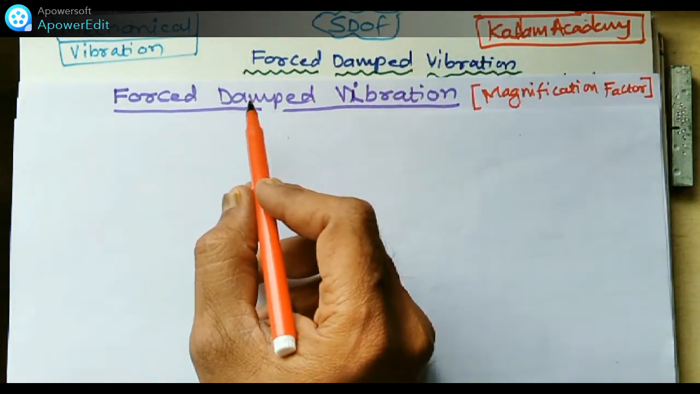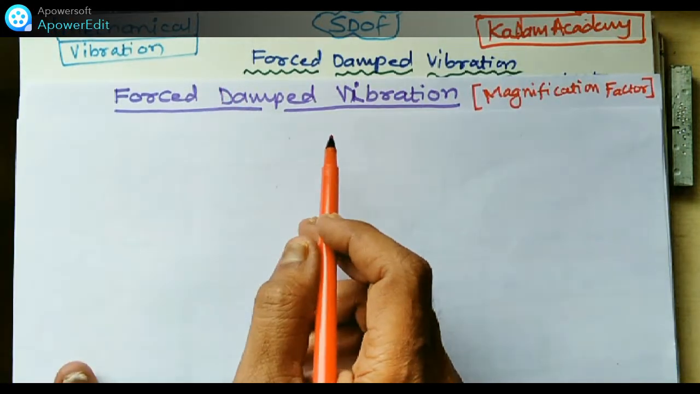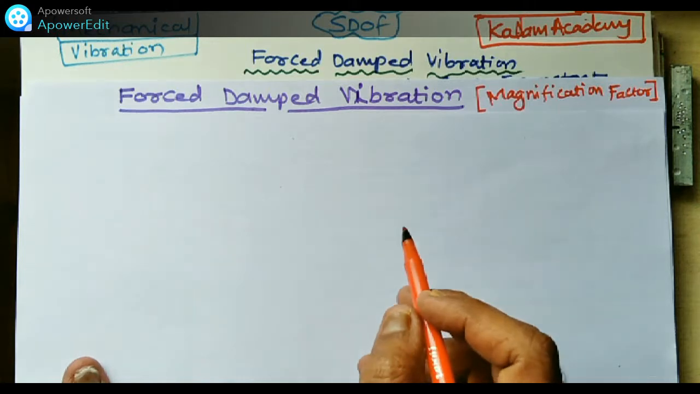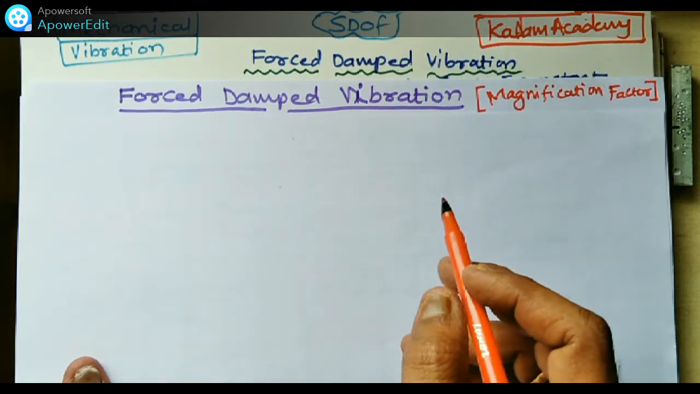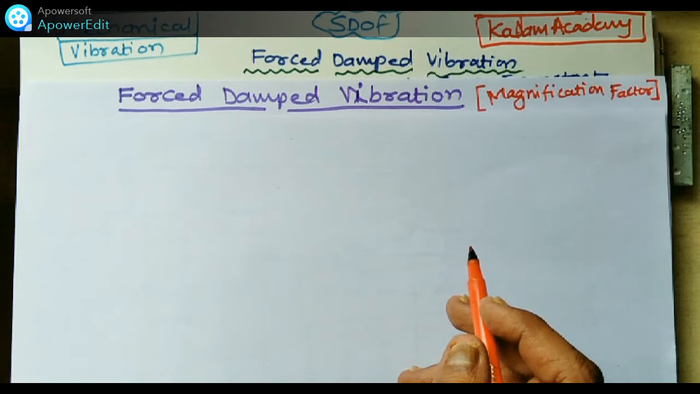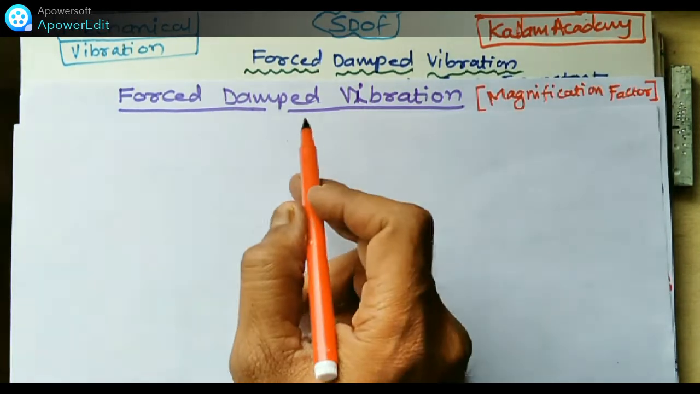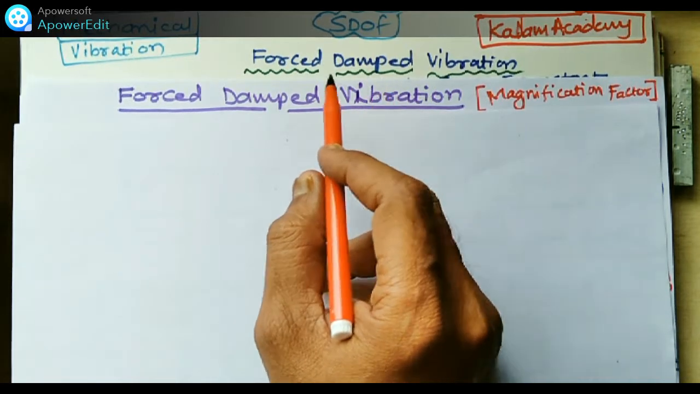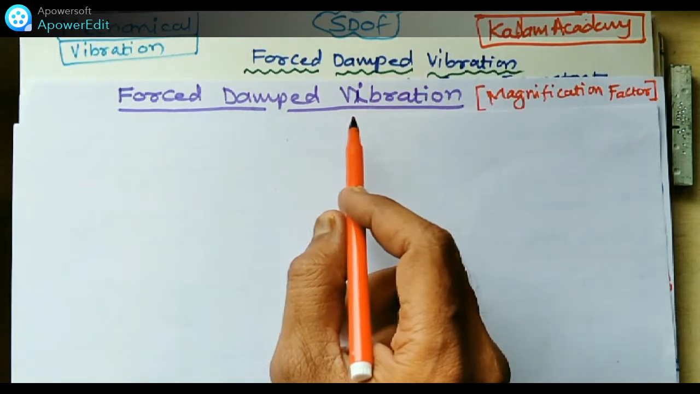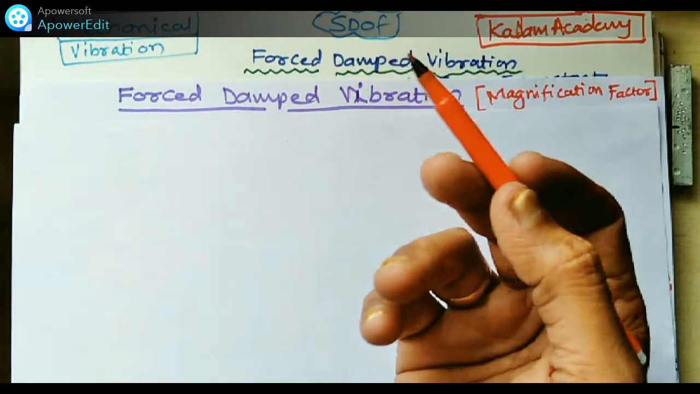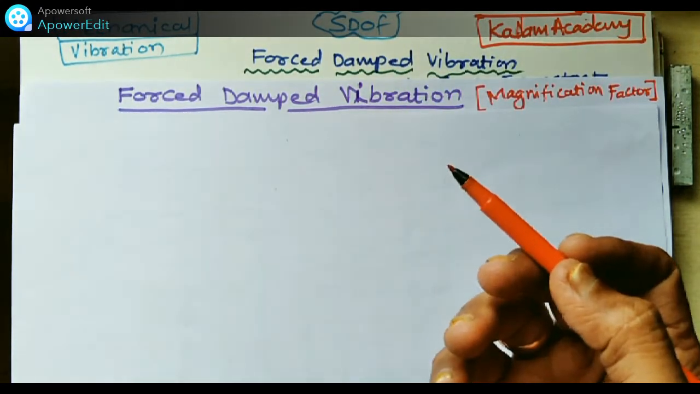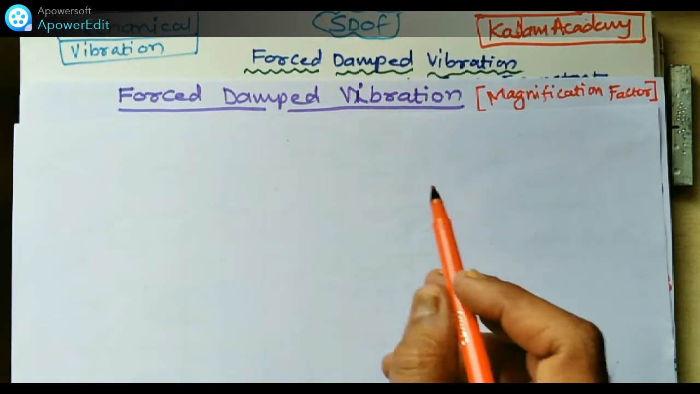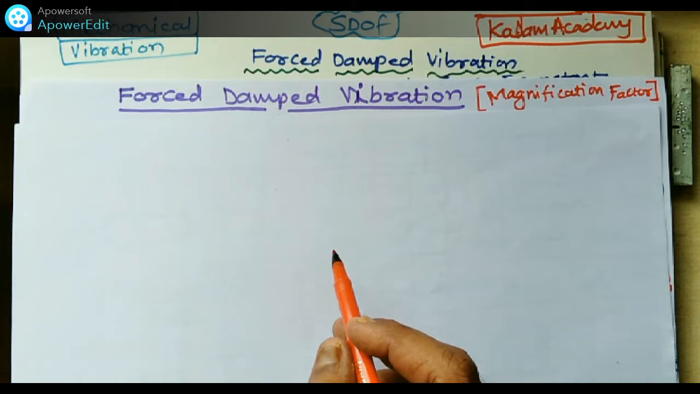You can watch the various videos on mechanical vibration, and we have already covered the undamped and damped vibration with the numericals which are asked in the GATE examinations. Friends, now we are doing the videos on forced damped vibration. Forced damped vibration is when an excitation force is present in the system. Under this, we have already covered forced vibration.